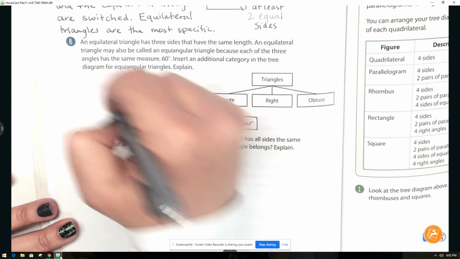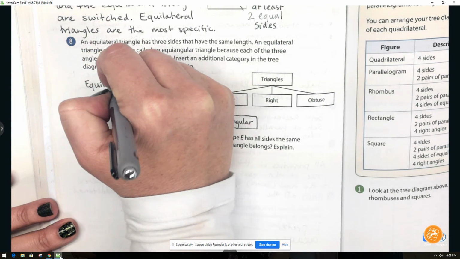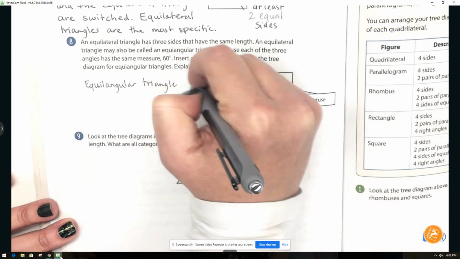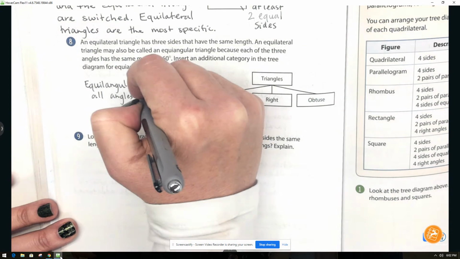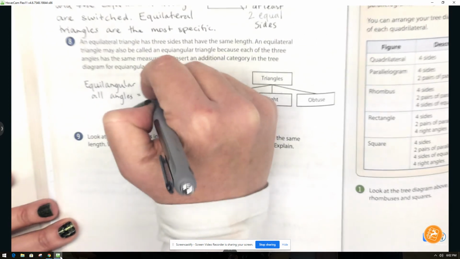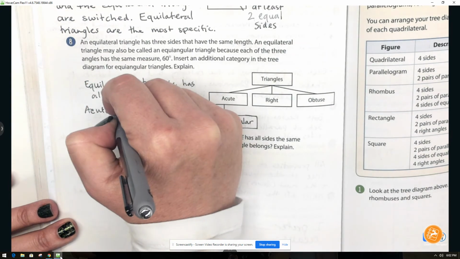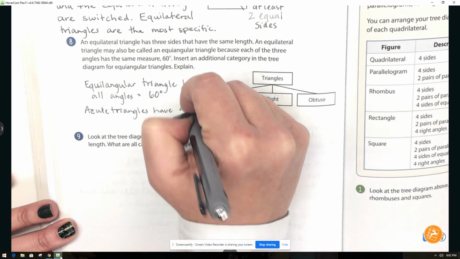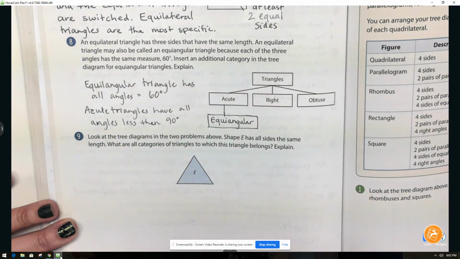You could just say an equiangular triangle has all angles that equal 60 degrees. Acute triangles have all angles less than 90 degrees.